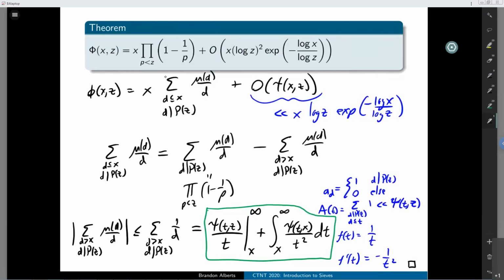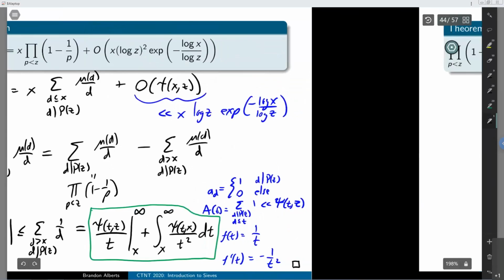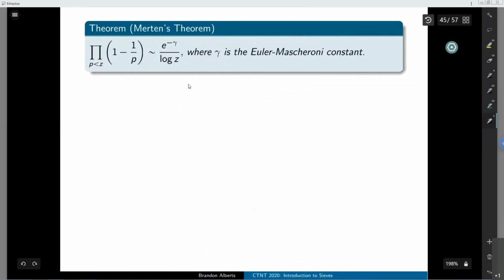So this main term, how do we know how big this thing is? Well, on the next slide, we've got something called Mertens' Theorem, where Mertens actually figured out how big this is. It decreases, it tends to 0, like 1 over log z times a special constant, where this special constant gamma actually shows up in one of your homework problems. This is not an easy proof. Some of the best ways to prove it involve complex analysis to relate gamma to the Riemann zeta function.